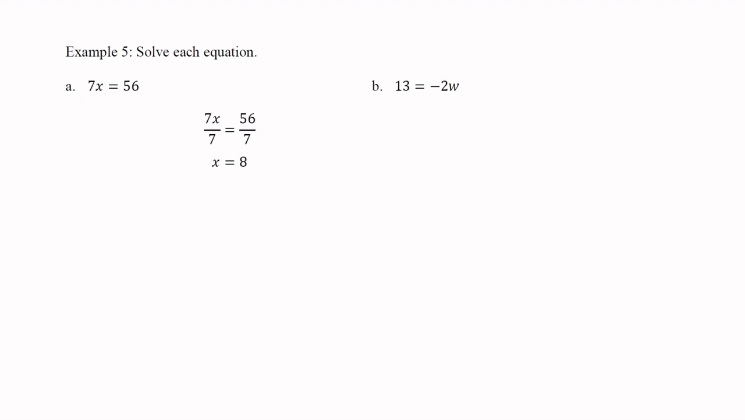Same deal with B. We've got negative 2 times w on the right-hand side, so we're going to divide each side by negative 2. 13 divided by negative 2 is going to give us negative 6.5. And of course, the negative 2s cancel on the right, giving us w. So in this case, w equals negative 6.5.